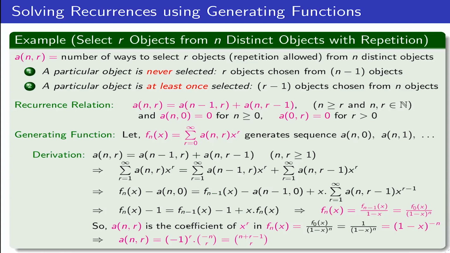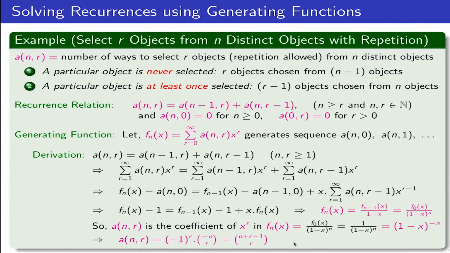When I try to formulate that, I get an expression f_n(x) equal to f_{n-1}(x) by 1 minus x. So if I go by the geometric progression and expand it, it will be f_0(x) over (1 minus x) to the power n. Now what is f_0(x)? It is nothing but n equal to 0, so this is 1. If n is 0, then no matter what you take, you have nothing to take; that is one option. Therefore the coefficient of a_{n,r} will be the coefficient of x to the power r in this expression. And finally we found that the coefficient is minus n C r into minus 1 to the power r, which is this.